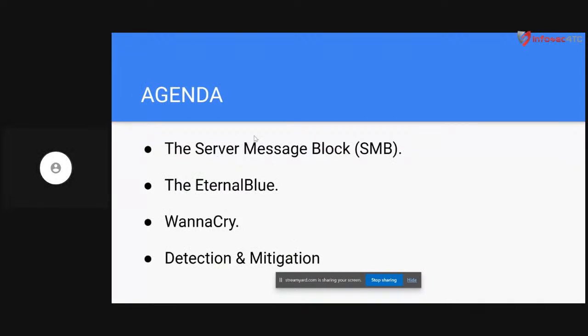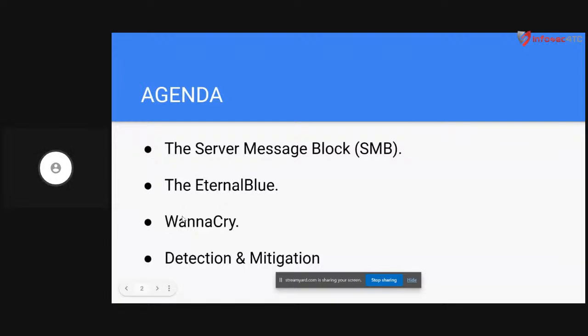We will start by briefly explaining what is the SMB and why it is always in the security news. And then we will talk about the Eternal Blue, and we will proceed from what Mr. Hisham explained in the last session. And of course, if you missed that session, you can find it on the LinkedIn page or the YouTube channel.